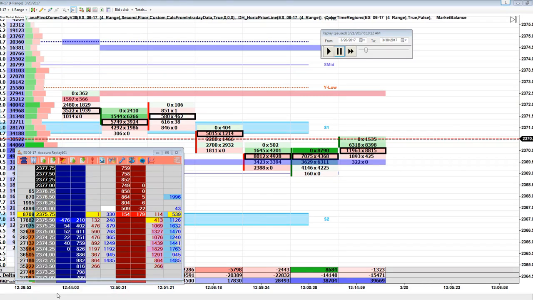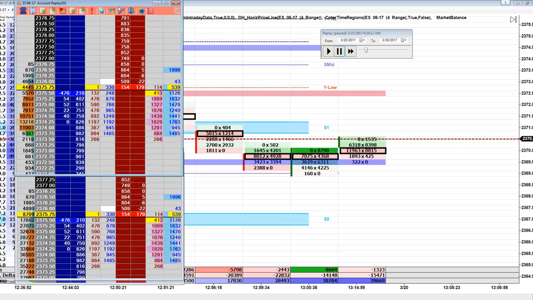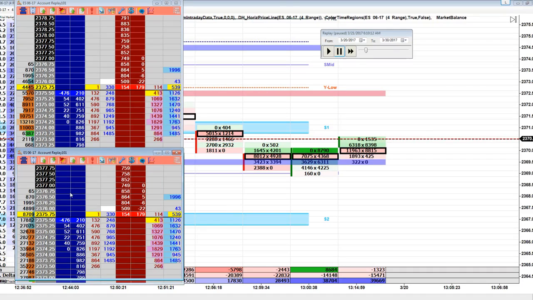So here I have two Jigsaw DOMs. And typically, what I do is I let one run accumulating all the volume for the whole day without refreshing it. And this one, the one below, I use when I'm actually in a trade or anticipating a trade. And I'll show you on one of my charts how I use that when a signal is generated.